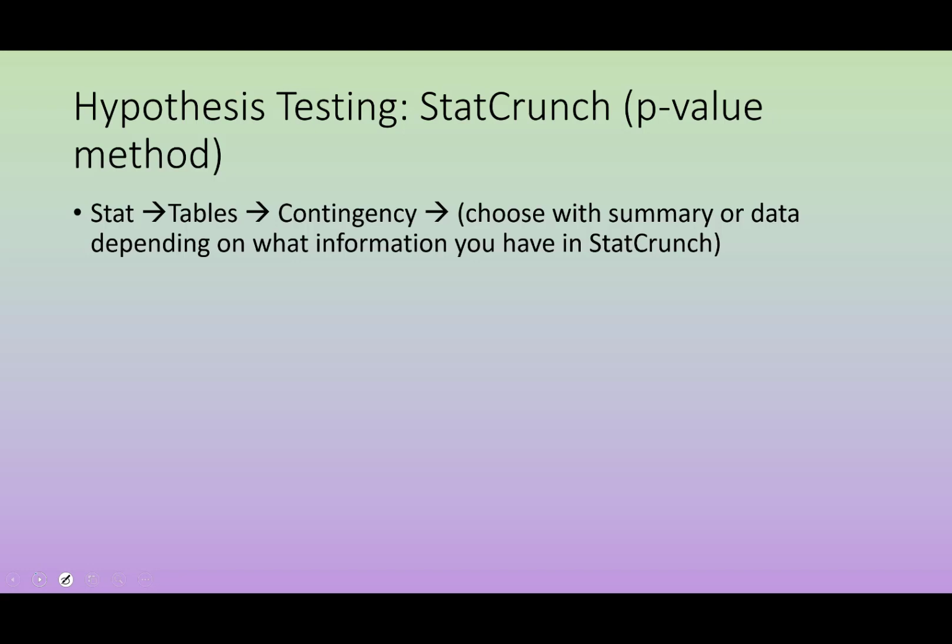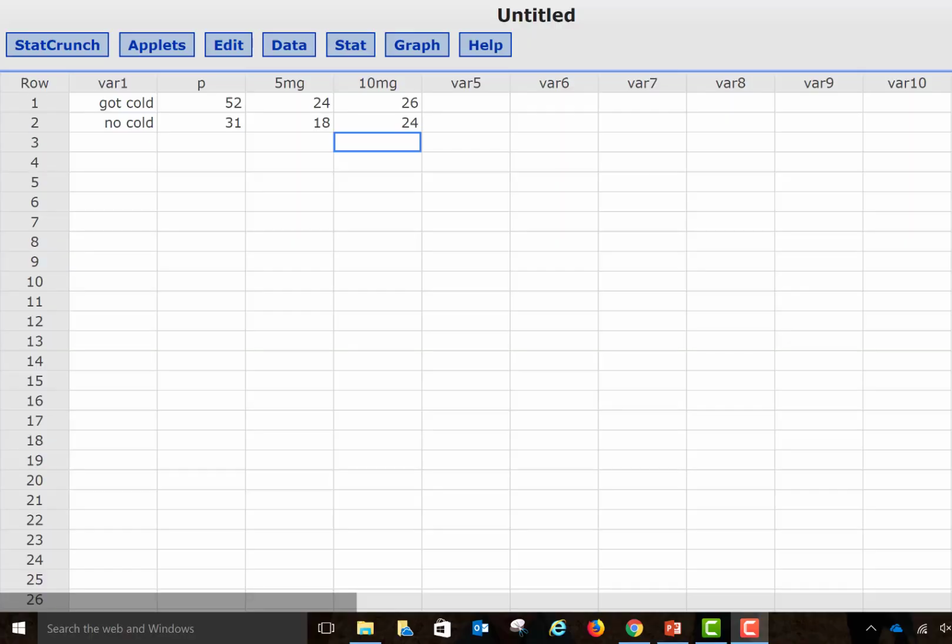Now, we can also do a hypothesis test for a contingency table using the p-value method, which we are going to use StatCrunch to do. So once we get into StatCrunch, we're going to go into the tables, contingency, and then you have to choose whether you have a summary or the data, depending on the information you have, and then it will do the full computations for us.